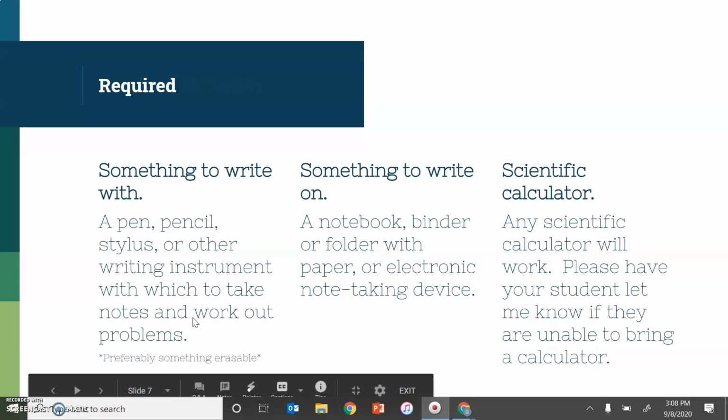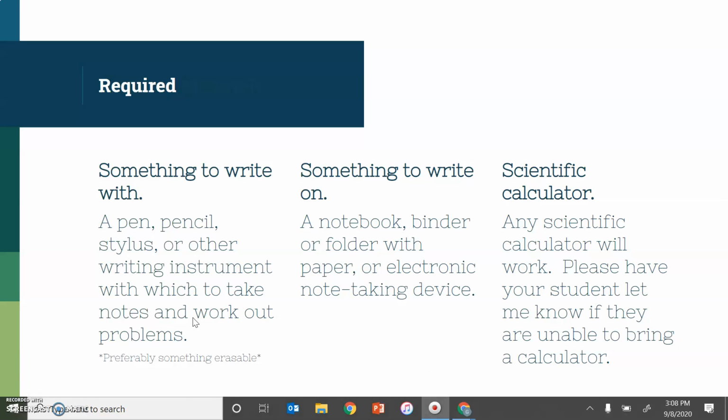What's required in my class? Well, something to write with, something to write on, and a calculator. We will be using calculators. So if your student doesn't have a calculator and you don't have a way of getting them a calculator, please let me know. Something to write with, preferably something erasable. I use friction erasable pens. If your child likes to use pens, that's what I would recommend, just so that they can erase. If not, pencil and eraser are awesome. I don't require a notebook for the class. I just need them to have something to write on. They can share a binder if necessary.